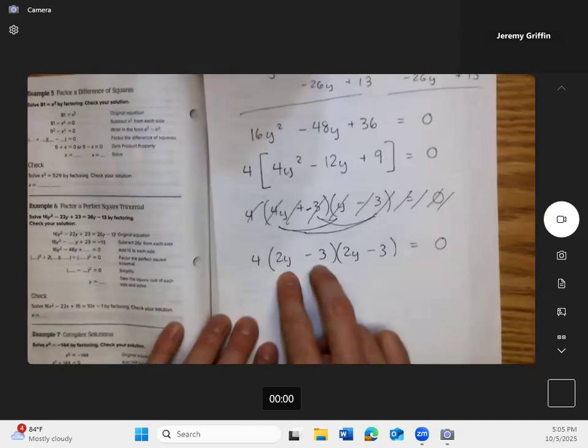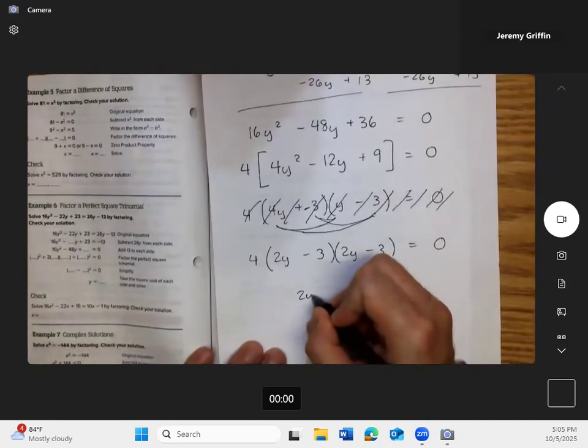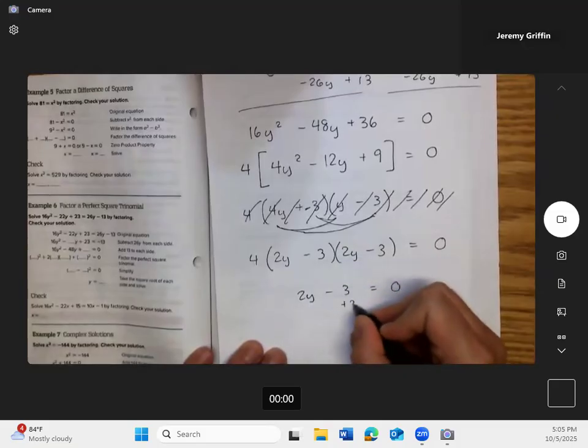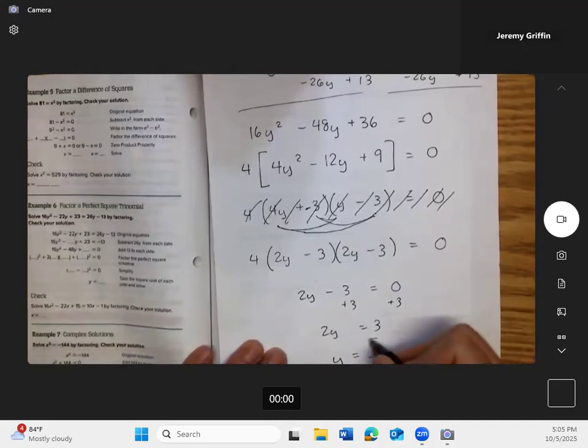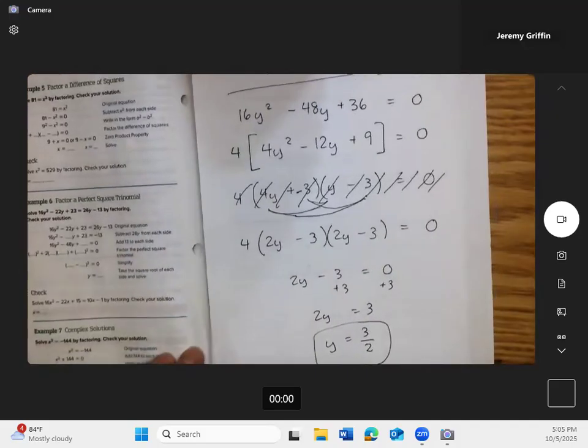So 2y minus 3 could be 0, or 2y minus 3 could be 0. 2y minus 3 equals 0. There's only one solution. Add 3, add 3. 2y is equal to 3. y is equal to 3 over 2, which is what I got from quadratic. So that factor is how it works. So we are good. That's it.